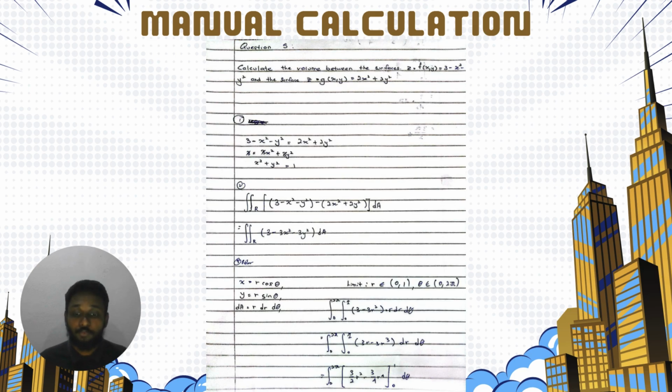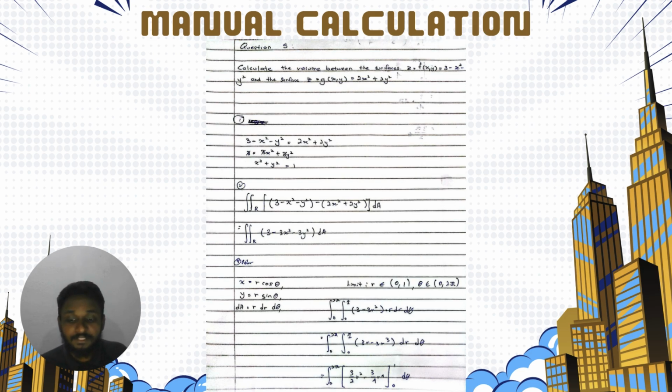Next, we want to find the region of integration. To find where the two surfaces intersect, we equate them: 3 minus x squared minus y squared equals 2x squared plus y squared. Solving this equation, we get x squared plus y squared equals 1.